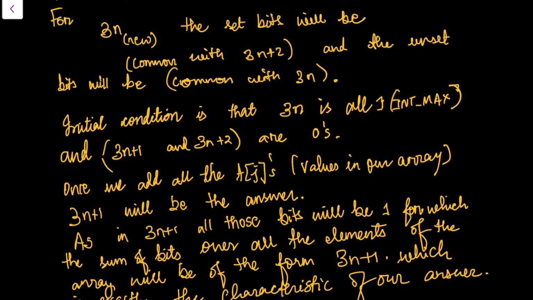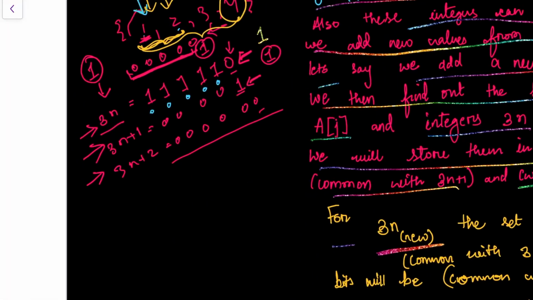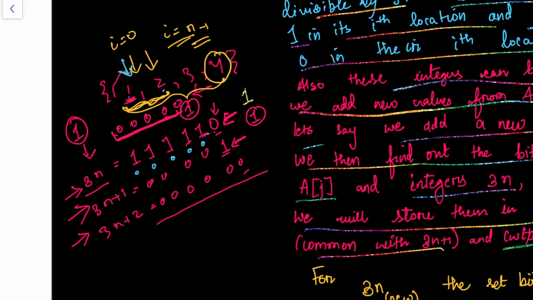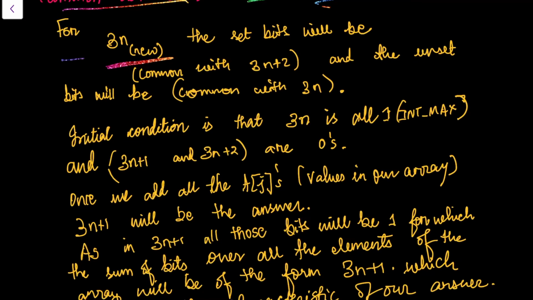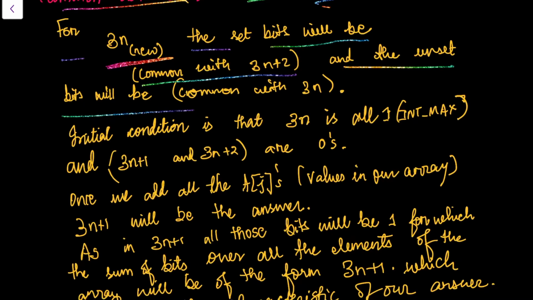Now, how do we update that? For 3n new, previously you had a 3n, and as I explained here, previously 3n was all ones, but now the 3n new has become all ones except the last bit, which is 0. So that will be 3n new. The set bits will be common with 3n plus 2, and the unset will be common with 3n, whichever were common, at those locations where the sum was divisible by 3n plus 2, and we are adding 1 because our element has 1 in those locations.